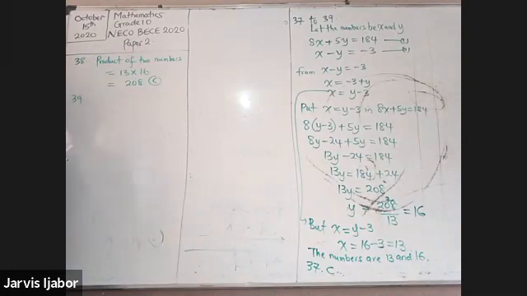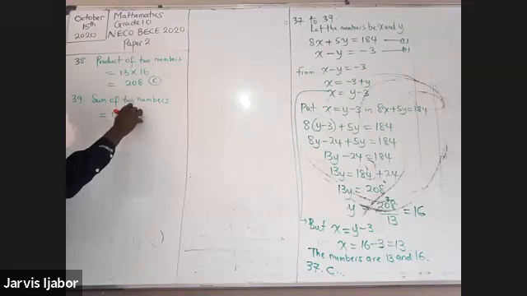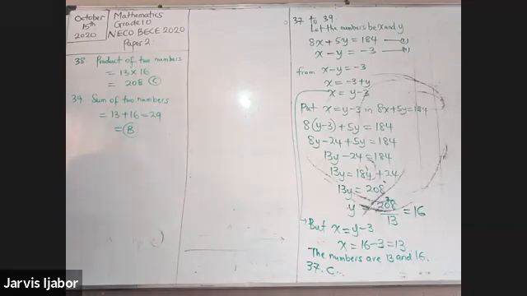39. The sum of the two numbers. That will be 13 plus 16, and that will be 29. And that answer will be B. Okay? So that's for question 39.